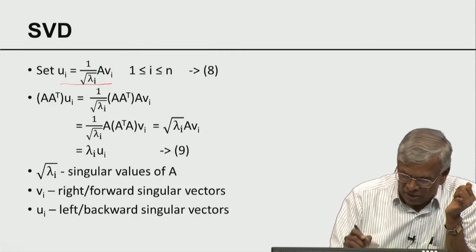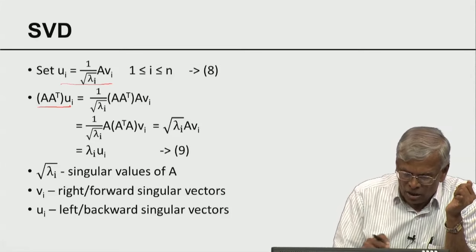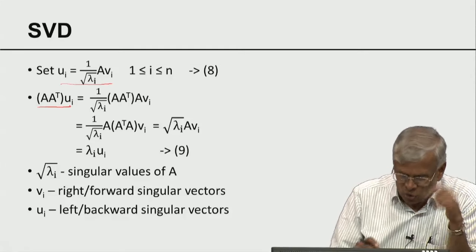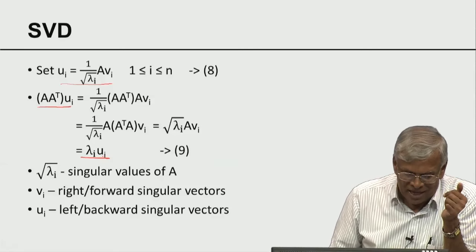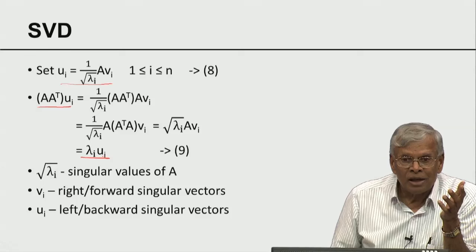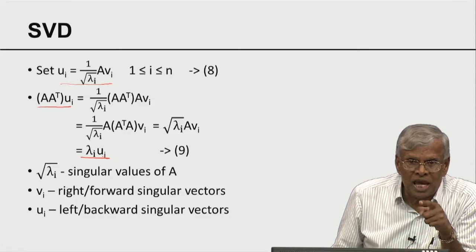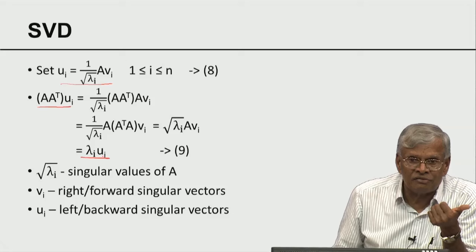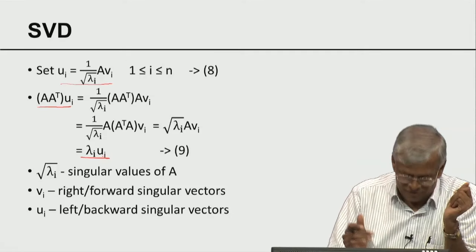From this derivation, I am now going to compute AA transpose u_i. If you substitute the expression for u_i and simplify it, it turns out I get 9. So what does 9 say? AA transpose u_i is equal to lambda_i u_i. So what does it mean? If v_i's are the eigenvectors of A transpose A, u_i's are the eigenvectors of AA transpose. Both the matrices share the same set of eigenvalues.